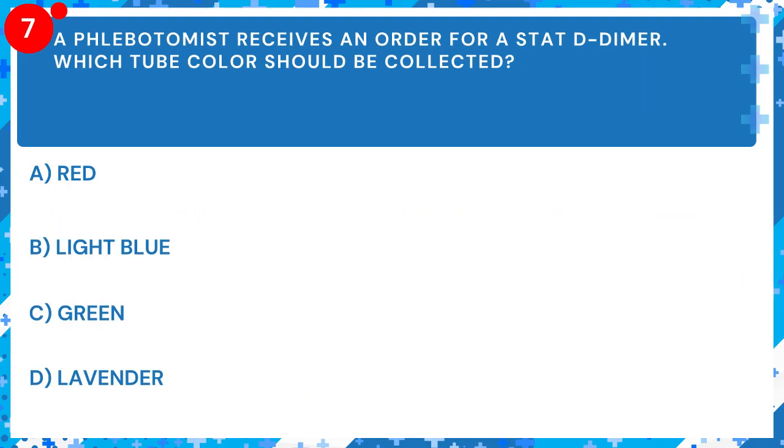Question 7. A phlebotomist receives an order for a stat D dimer. Which tube color should be collected? A. Red. B. Light blue. C. Green. D. Lavender.